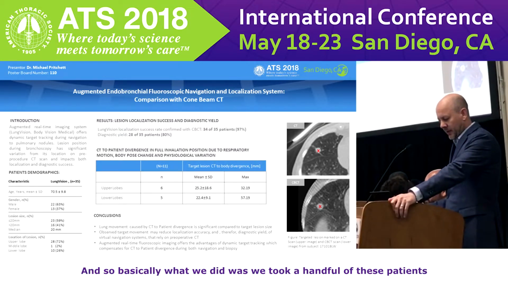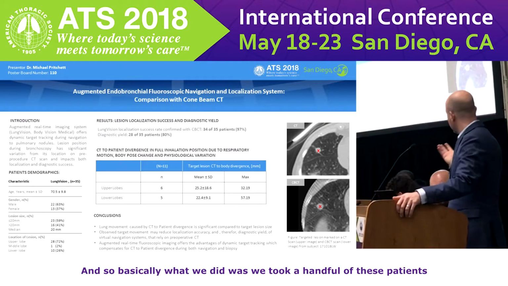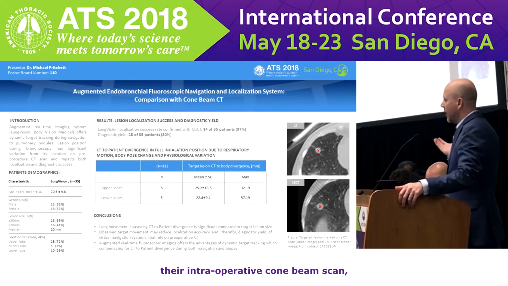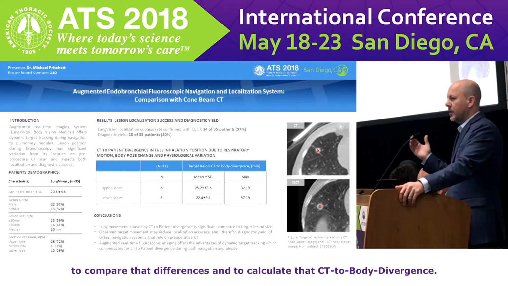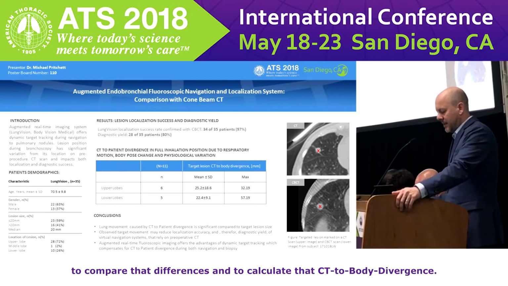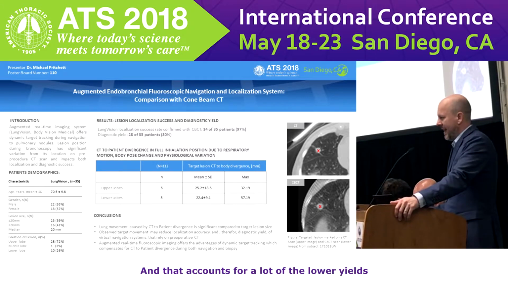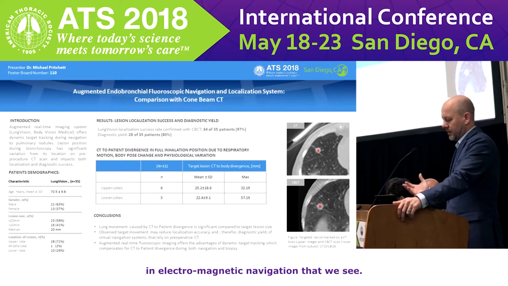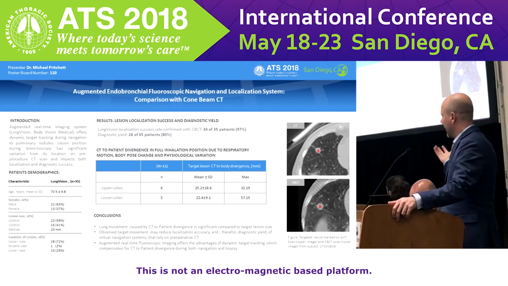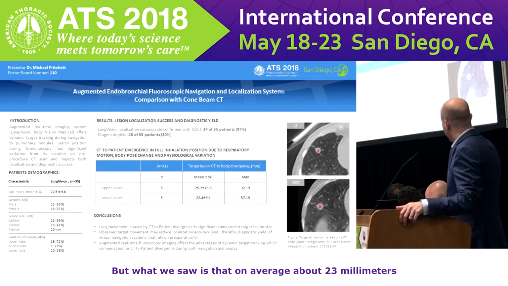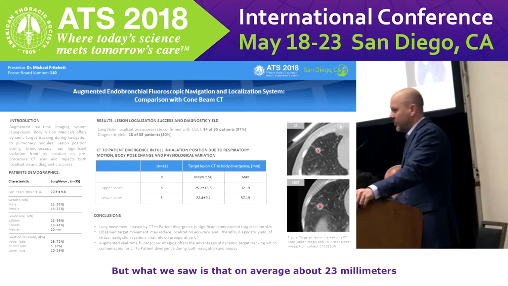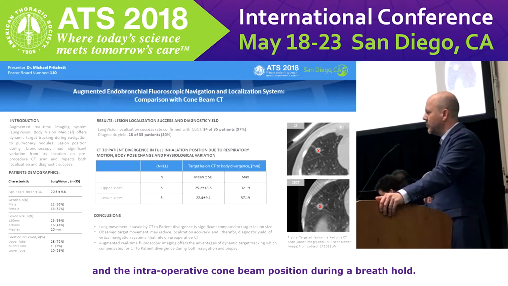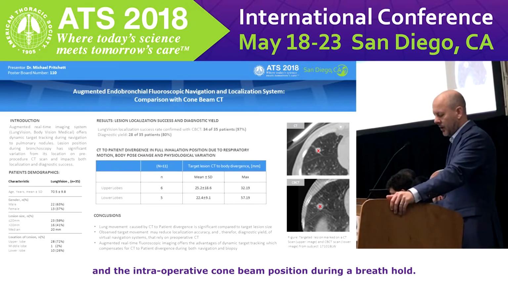And so basically what we did was we took a handful of these patients and we looked at their preoperative CT scan and then their intraoperative cone beam CT scan to compare the differences and calculate that CT-to-body divergence. And that accounts for a lot of the lower yields in electromagnetic navigation that we see. This is not an electromagnetic-based platform. But what we saw is that on average, there was about 23 millimeters difference in position between the preoperative CT scan and the intraoperative cone beam position during a breath hold.